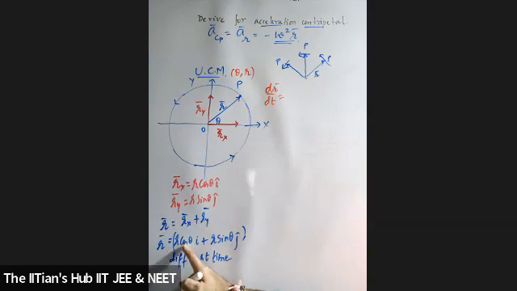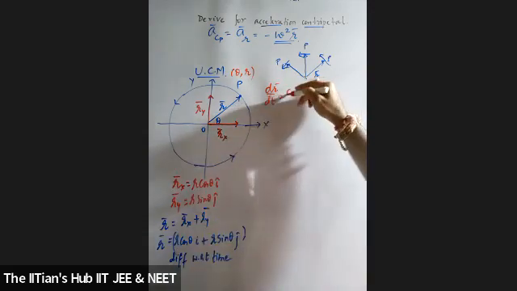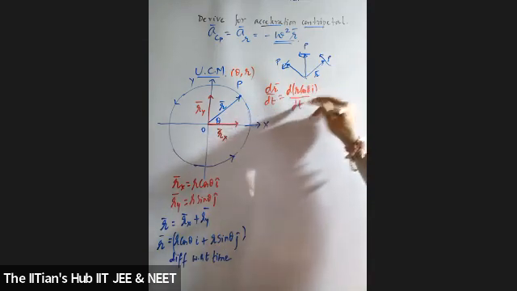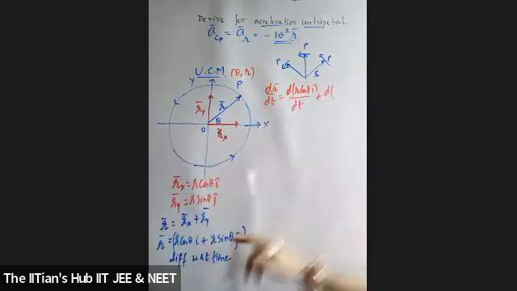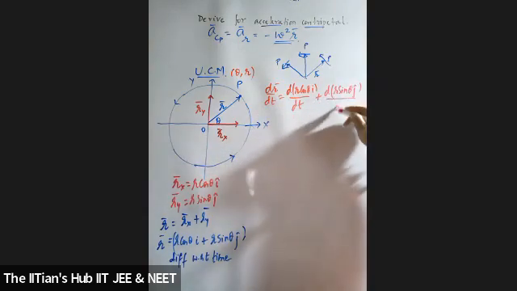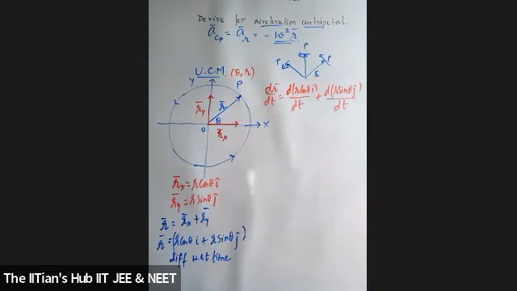Students, differentiating both sides. So dr by dt is equal to differentiating r cos theta i cap by dt, plus differentiating r sin theta j cap by dt. Is this clear, students? Yes, sir. Can anybody give the answer further?